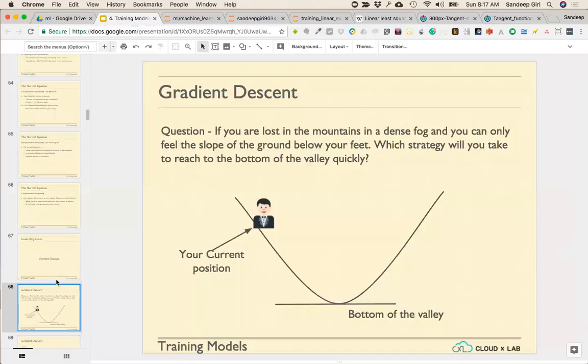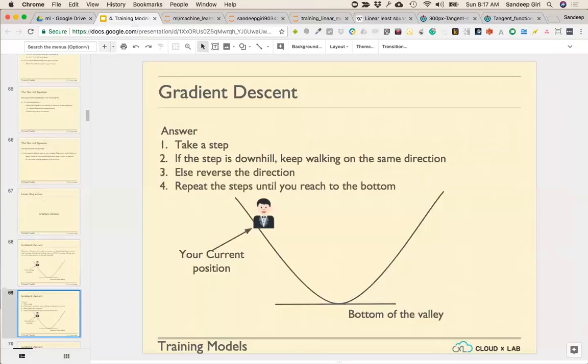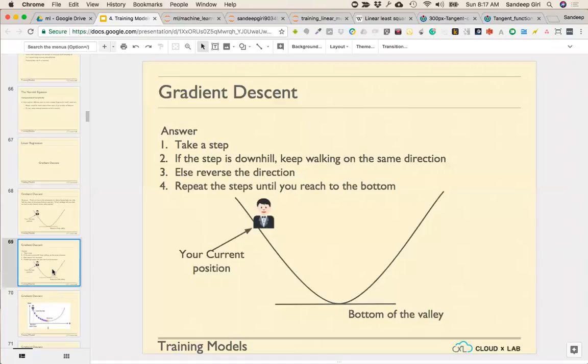Okay, so what you're going to do is take a step. If the step is downhill, keep walking faster in the same direction. If it is not, if it is uphill, take the reverse direction and repeat the step until you reach the bottom. Okay, until you reach the bottom. So in any curve, wherever we are trying to optimize, this could be the approach.